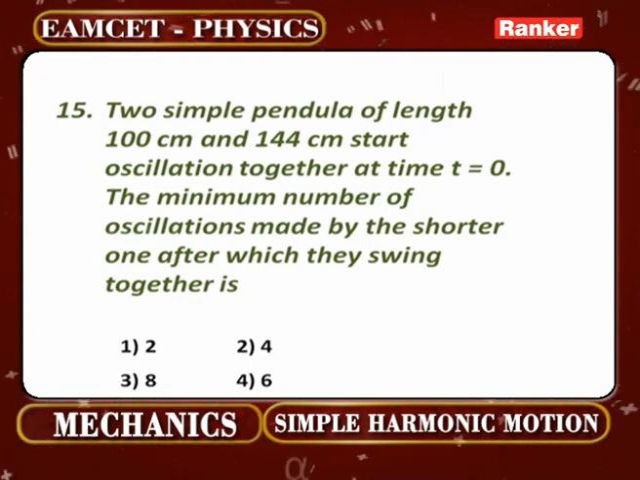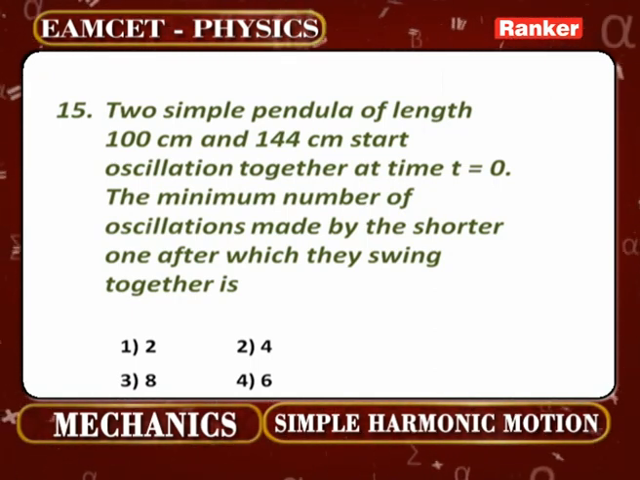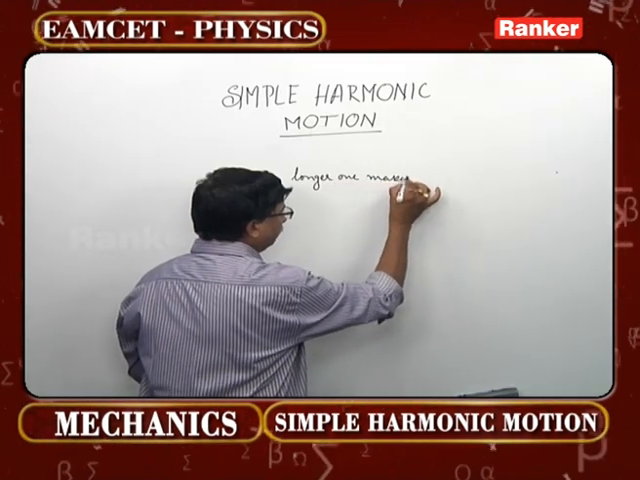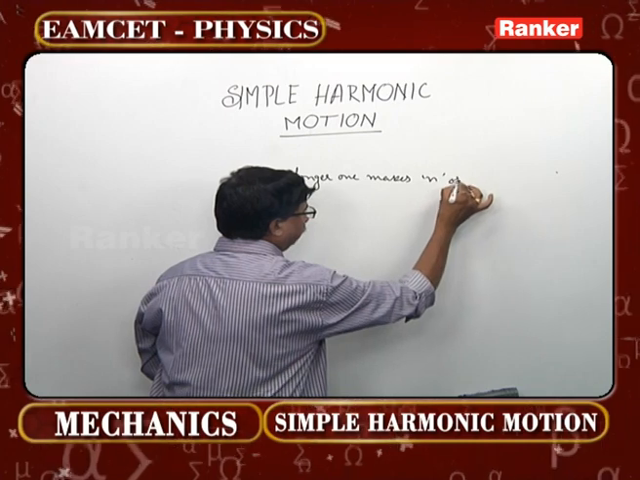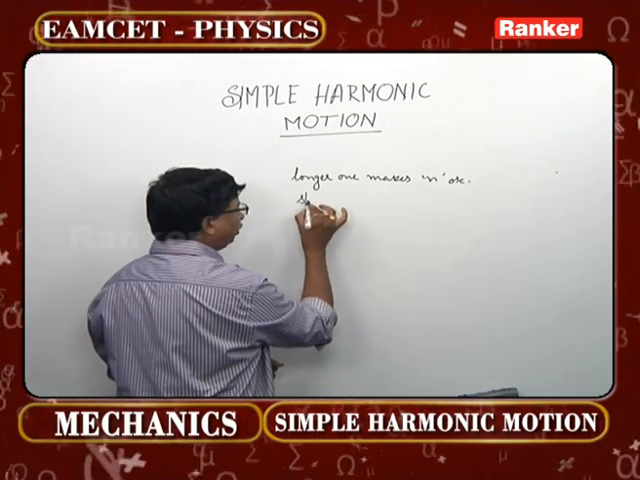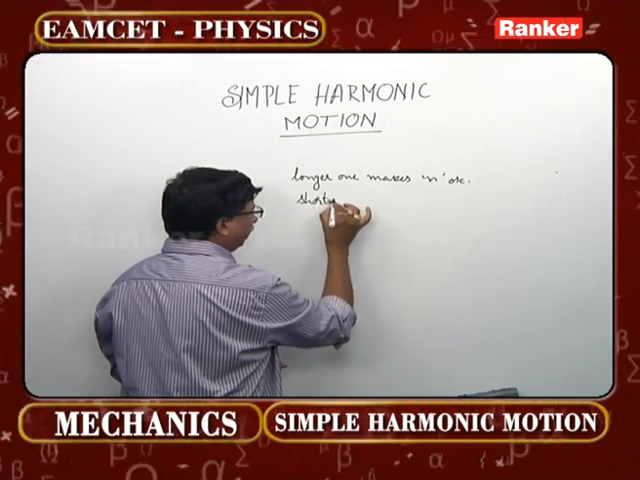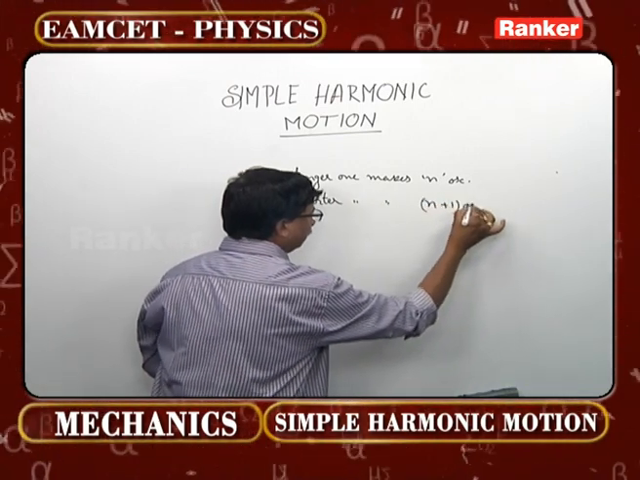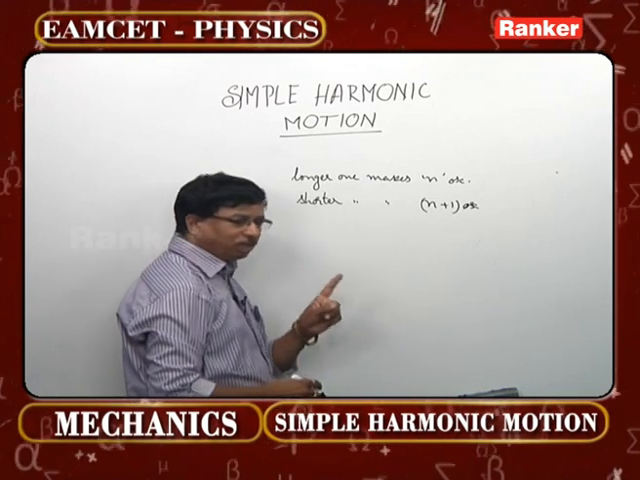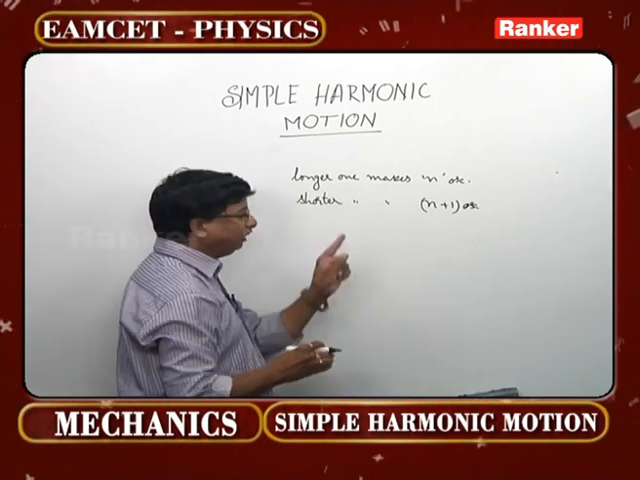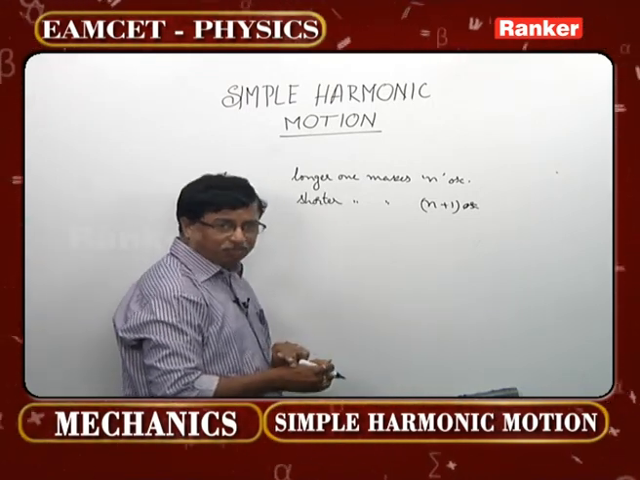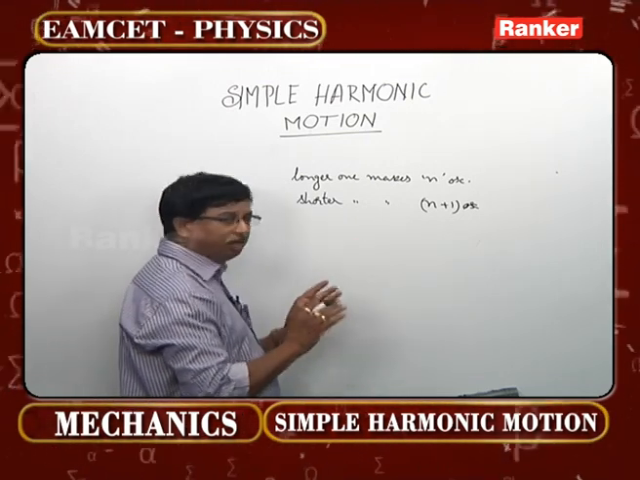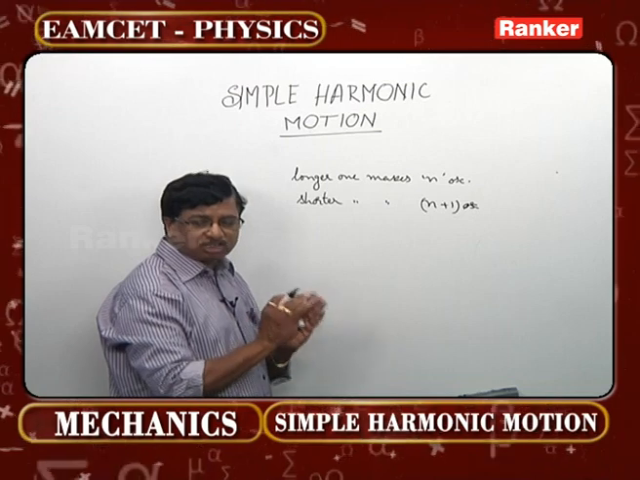When the longer pendulum, remember this point carefully, when the longer one makes n oscillations by any chance, the shorter one now makes n plus 1 oscillations. That in the sense what? Always there will be a difference of either one oscillation between them or a fractional oscillation between them. The difference will not be more than 1 is the concept generally.